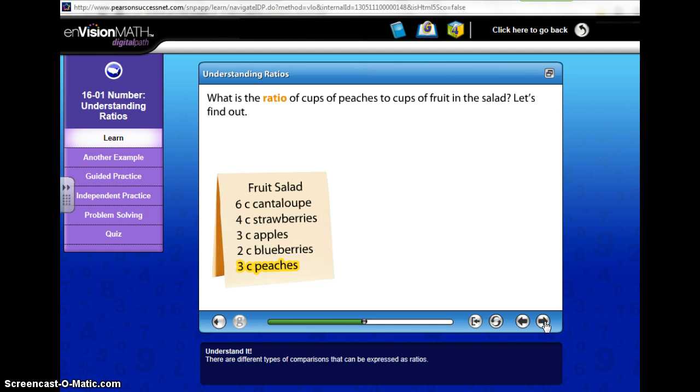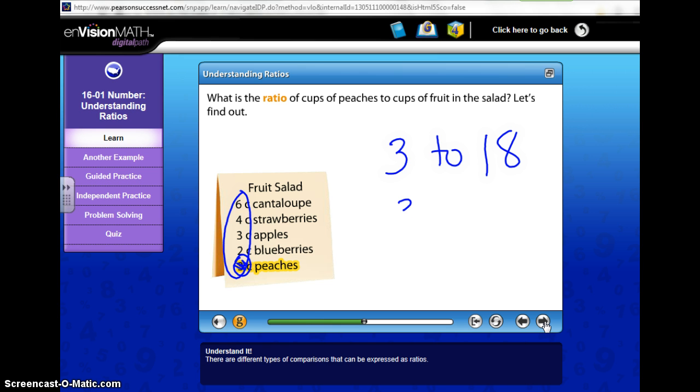What is the ratio of cups of peaches to all the cups in the fruit salad? So we're going to take peaches first, which is 3, to all the cups of fruit. So what are we going to do? Add them all up. 6 plus 4 plus 3 plus 2 plus 3 is what, Darius? All of them. Total. All of them. Nope, because you're forgetting this guy. Yep, we have to take all of them. We can't eliminate this one. This has to be included. So it's what?